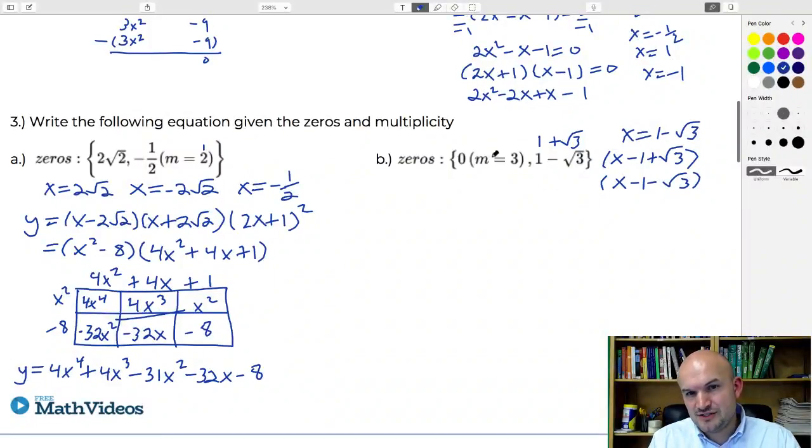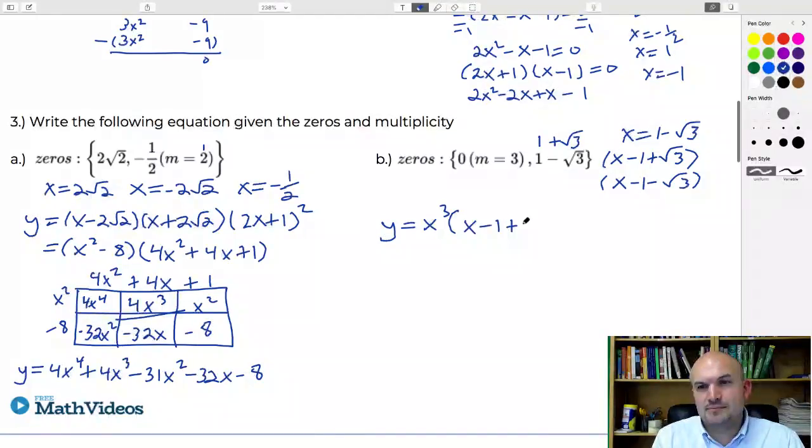Okay, and then we also have a 0 raised to the third power. So my equation here is going to look like this. I'm just going to write x to the third because that will give me a zero of 0. And then I have this lovely thing, x minus 1 plus the square root of 3 times x minus 1 minus the square root of 3.